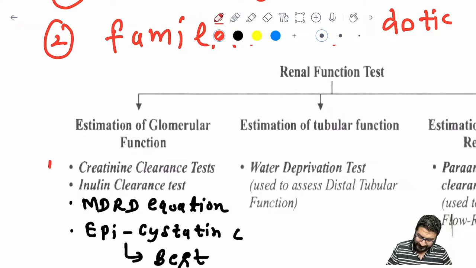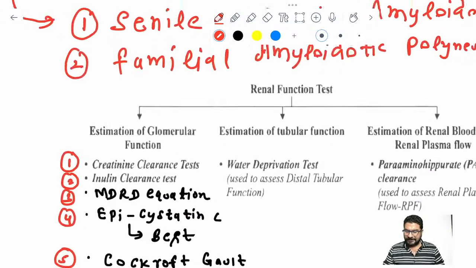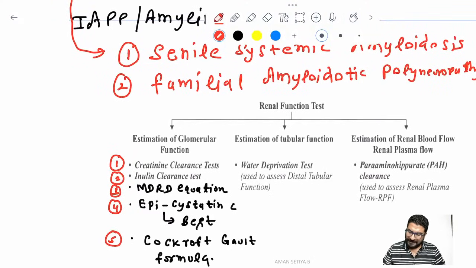So let me do the numbering part. 1, 2, 3, 4, 5. For tubular function, we will do the water deprivation test. For plasma flow, we have para-aminohippuric acid. So these are the MCQs that they ask in exam. Done? Junaid, am I clear? Any doubt, guys? Done? Let's move ahead.